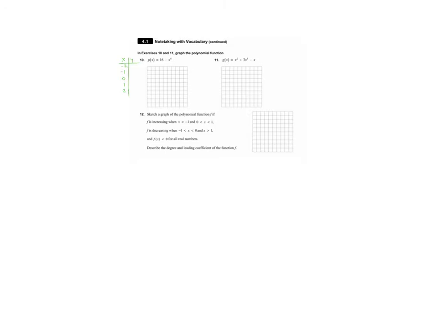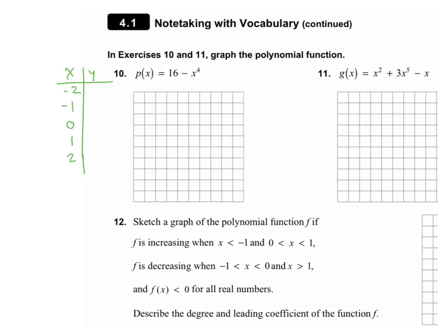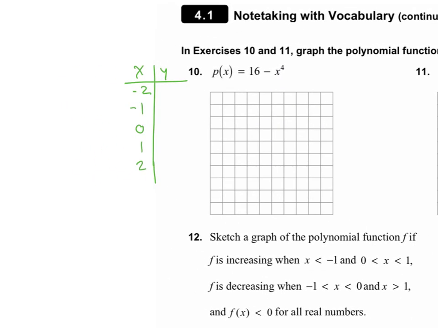All right, on the next page, we need to graph the polynomial function. So we said to graph, we just plug in our points, plot them on our graph, and then we need to know the end behavior. So what term here determines the end behavior of our graph? The 16 or the negative x to the fourth power? Which one tells us our end behavior? Negative x to the fourth.